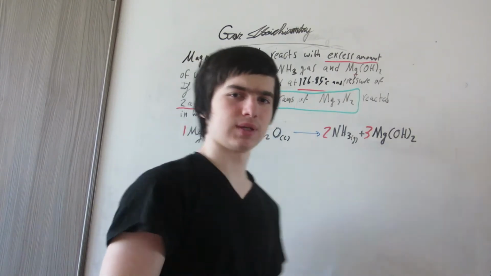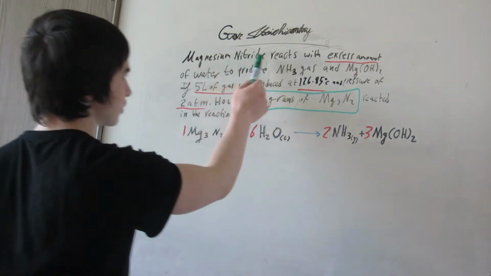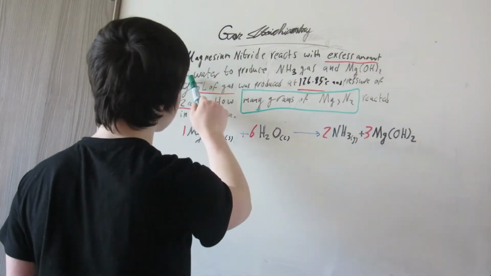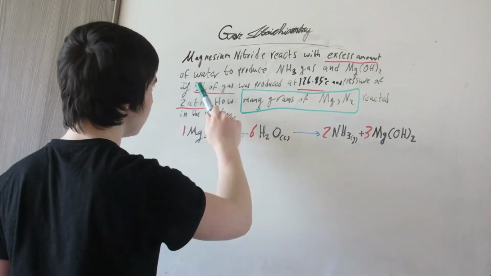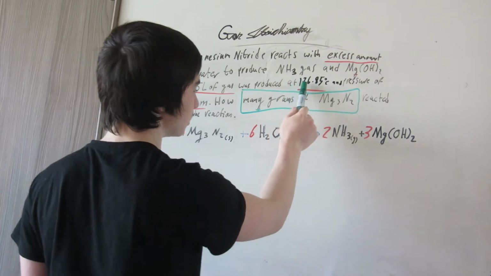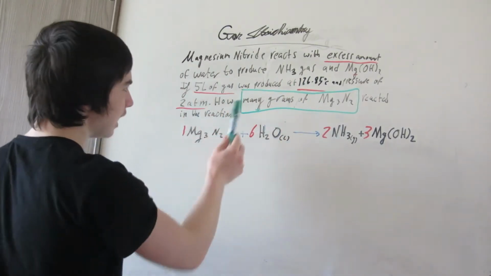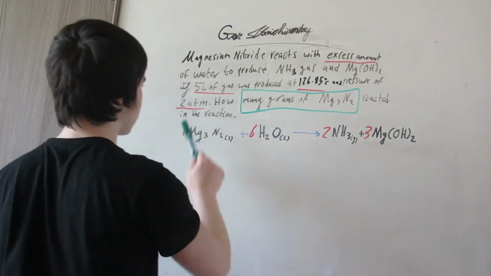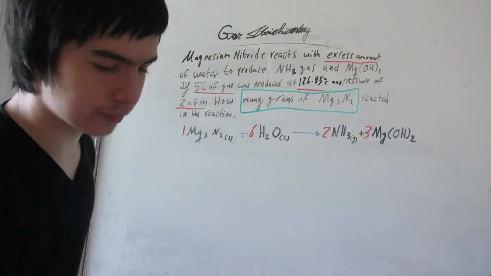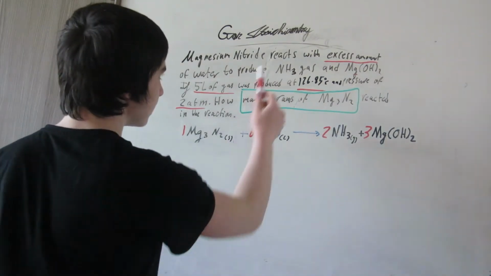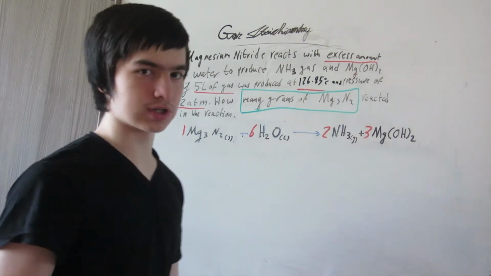So let's start. First things first, we have the reaction. Magnesium nitride reacts with excess amount of water to produce ammonia gas and magnesium hydroxide. If 5 liters of gas was produced at 126.85 Celsius degrees and pressure of 2 atm, how many grams of magnesium nitride reacted in the reaction? Well, if we reread everything, and we underline the givens and circle what we should answer, it will be easier for us to solve.